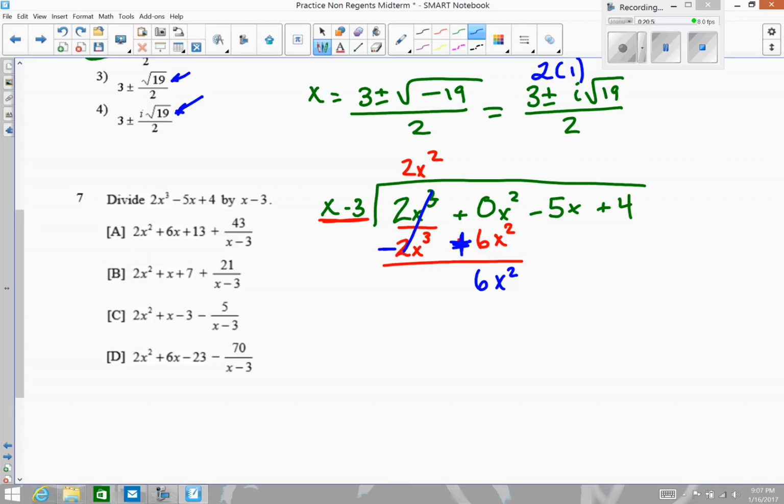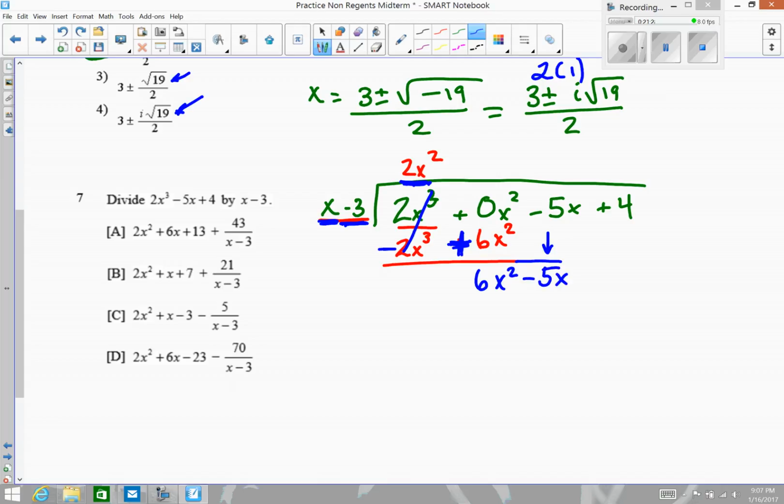Alright, so just to review how that happened. 2x squared multiplied by x gives me a positive 2x cubed. 2x squared multiplied by a negative 3 would give me a negative 6x squared. Then when I distribute my negative sign, this becomes a positive 6x squared. So now I'm adding my terms together. I get 6x squared, and I'm going to bring down a minus 5x.